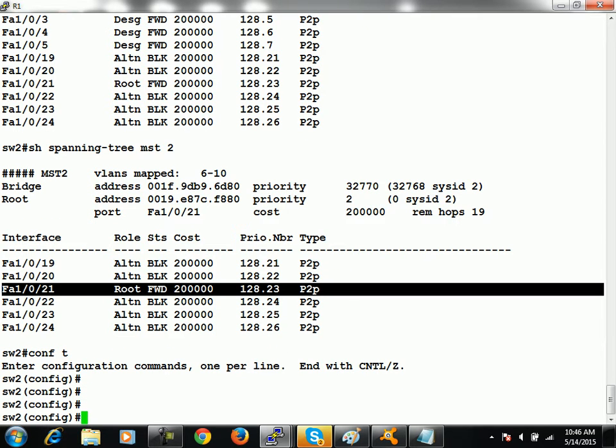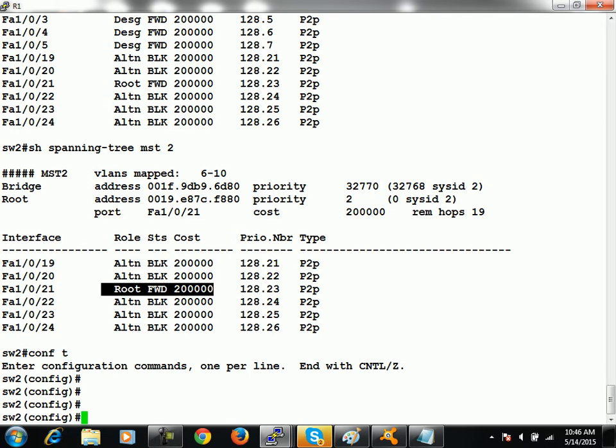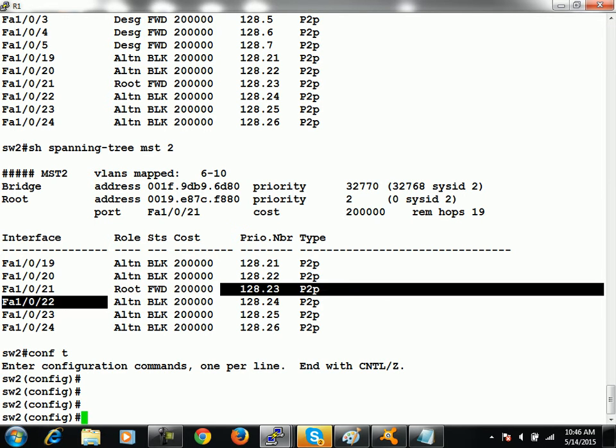So this time, for instance 2, you see that the cost is 200,000 on 21 as well as on 22, and by default it will be receiving zero cost BPDUs, because switch 1 is directly connected to switch 2, right? So it is receiving zero cost BPDUs. So what can we do? Either configure higher cost on 21 or configure lower cost on 22, for instance 2 only, right? By doing any one of these, you can achieve your task.